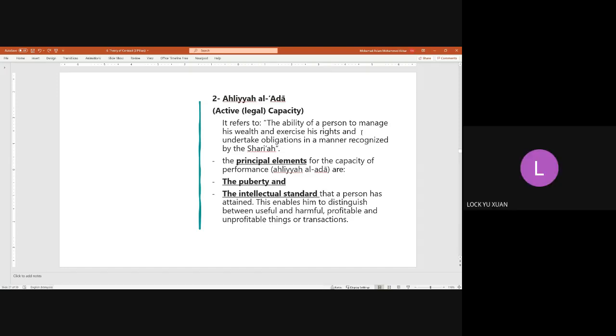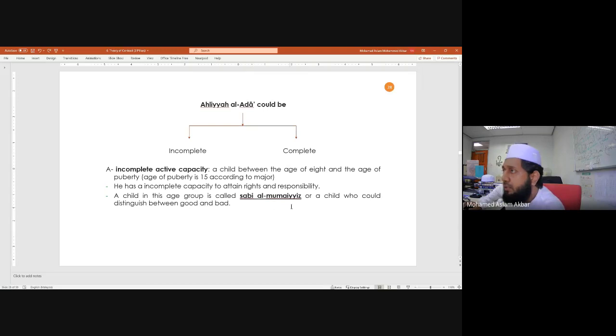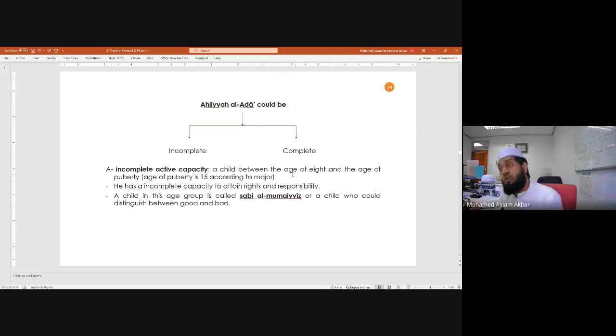So for the incomplete, what is the example provided by sir just now? Here on the screen, what do you see? It is the child. It is called the distinguished child, a child between the age of 8 and the age of puberty. It is not a newborn child. A newborn child comes under receptive capacity, not active capacity.